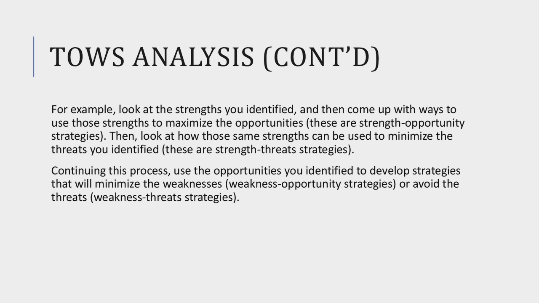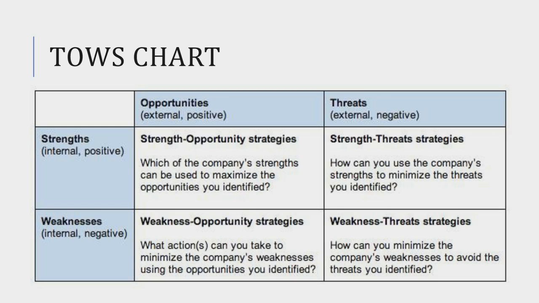For example, look at the strengths that you identified and then come up with ways to use those strengths to maximize the opportunities. These are called strength opportunity strategies. Then look at those same strengths and think about how they can be used to minimize the threats that you identified. Those are strength threat strategies. Continuing this process, you're going to use the opportunities you identified to develop strategies that will minimize your weaknesses, the weakness opportunity strategies, or to avoid the threats, the weakness threat strategies.